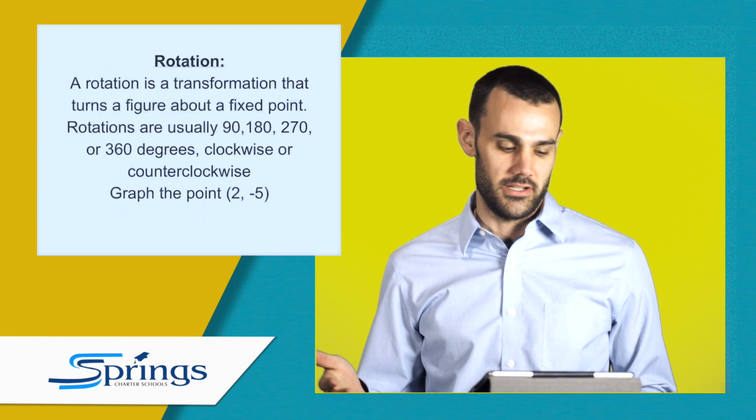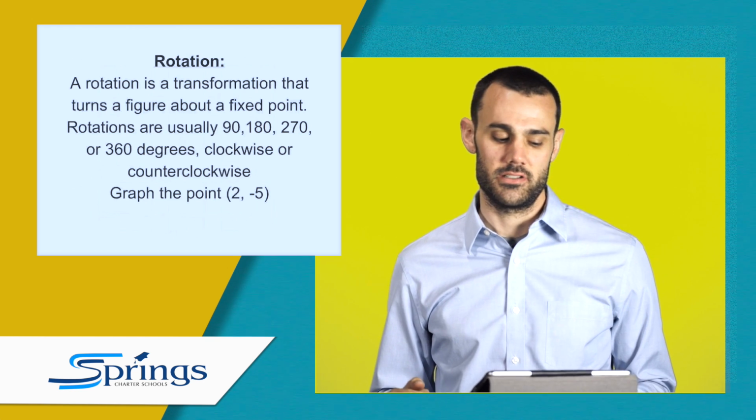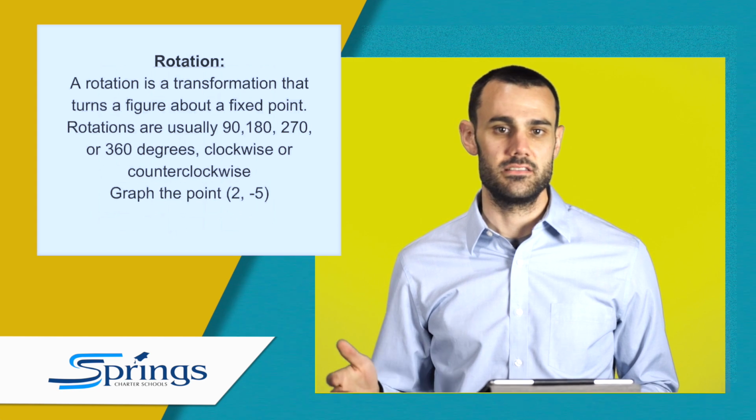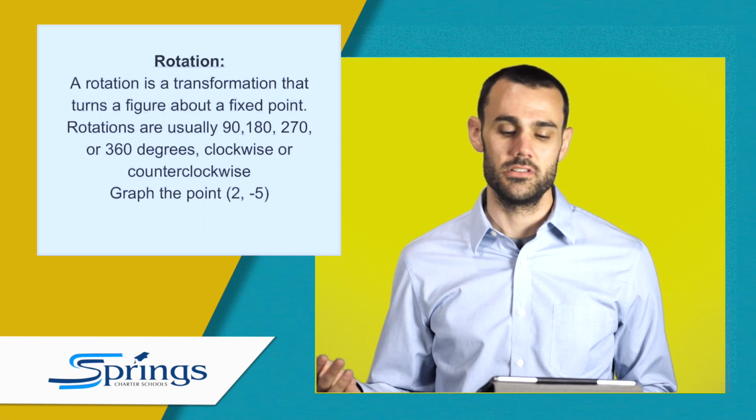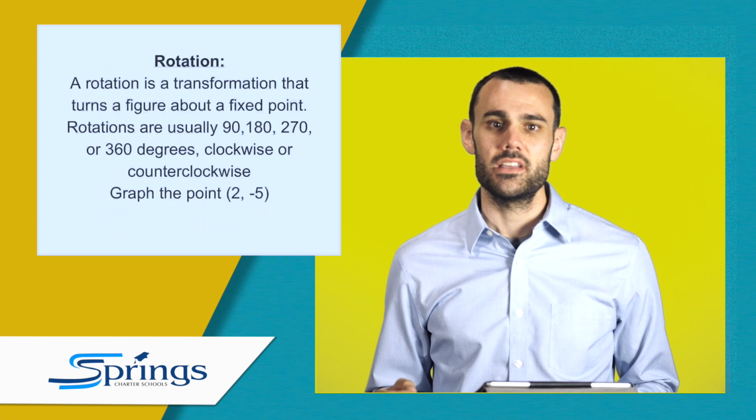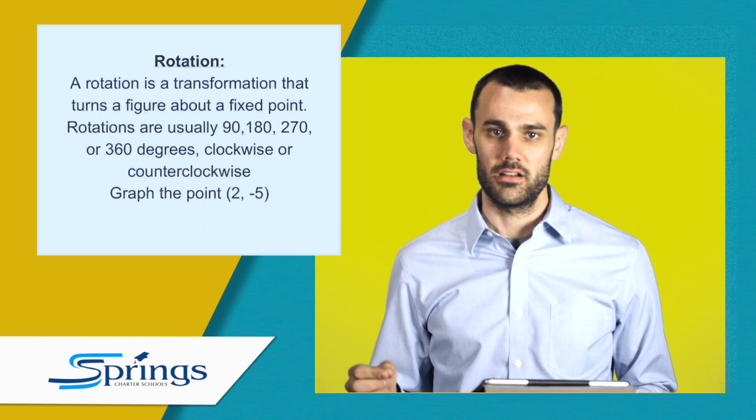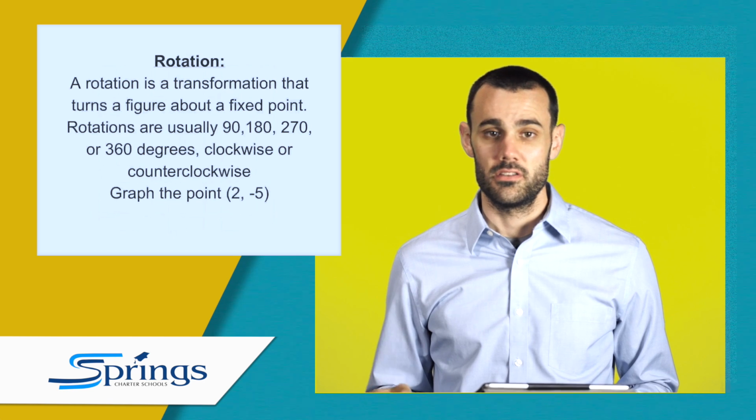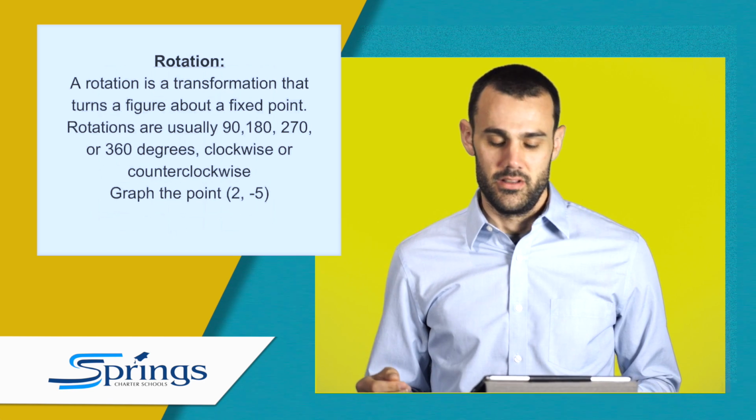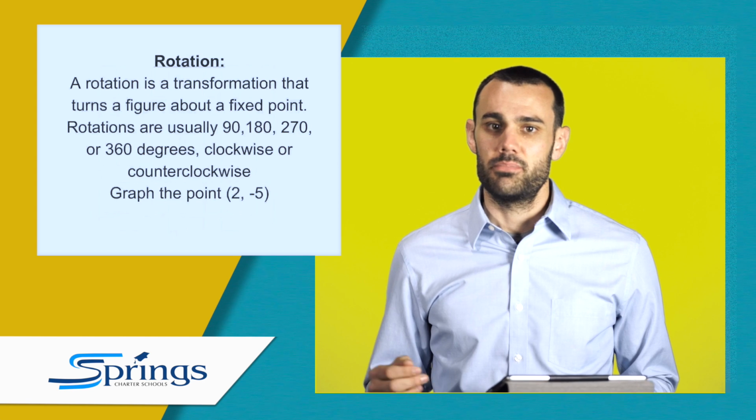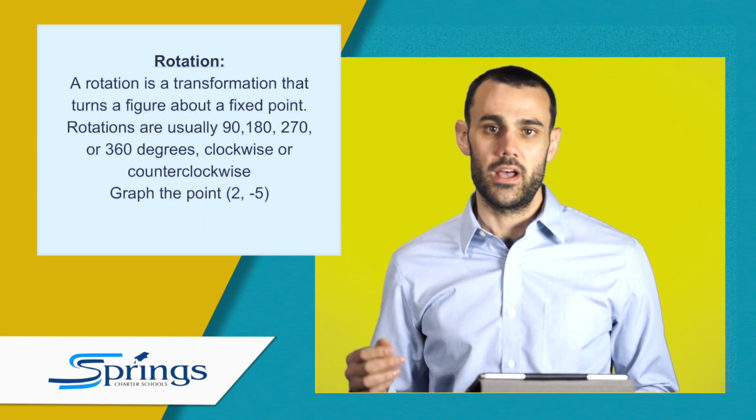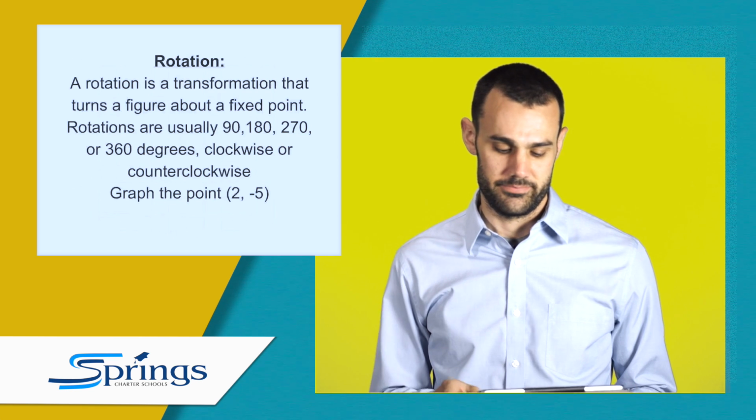So the line of symmetry in this particular problem is the x-axis. Okay, a rotation. A rotation is a transformation that turns a figure a fixed amount of degrees, such as 90 degrees, 180 degrees, or 270 degrees. And it's rotated around a fixed point on a coordinate plane. Many times that fixed point is the origin, the point 0, 0. Now, I would like you to go ahead and graph the point 2, negative 5. And then we're going to go ahead and do some rotating with that point.